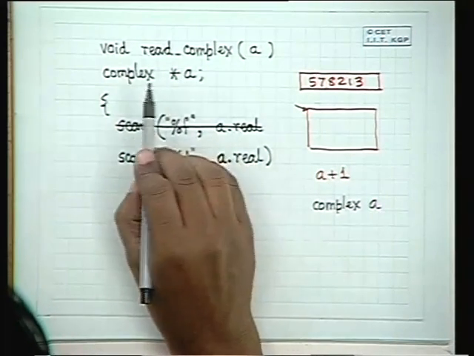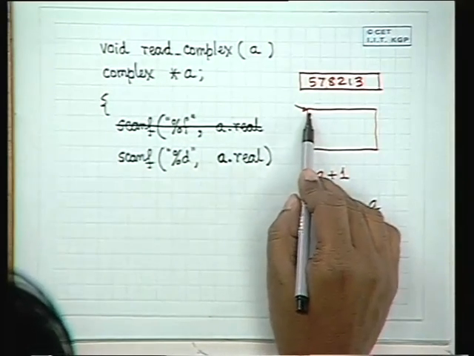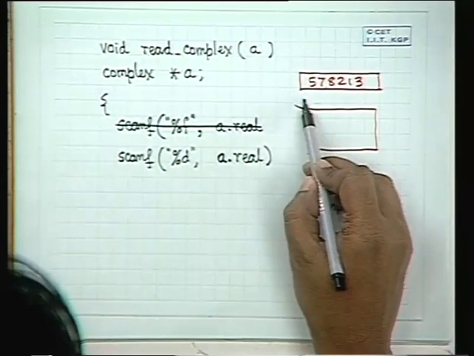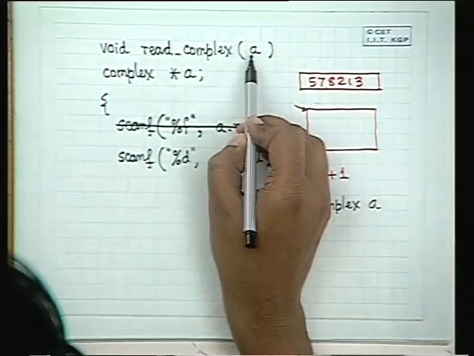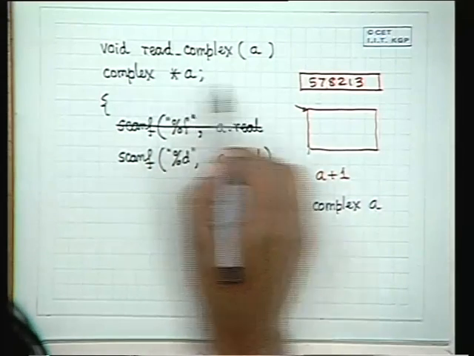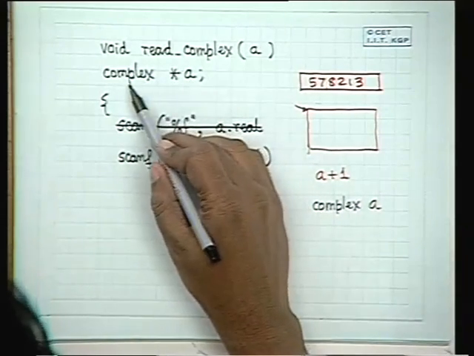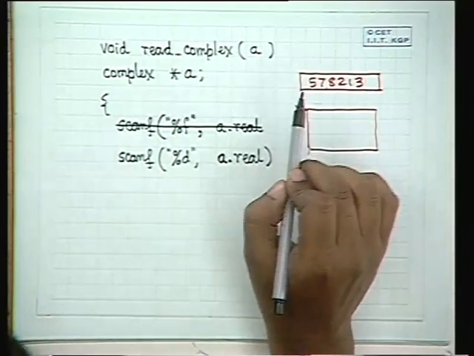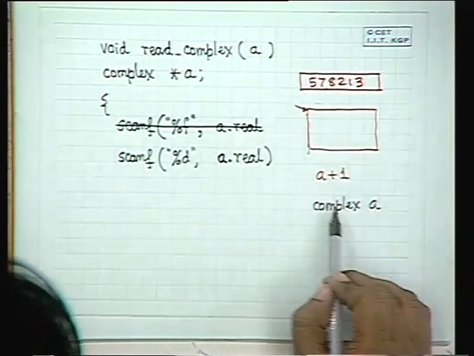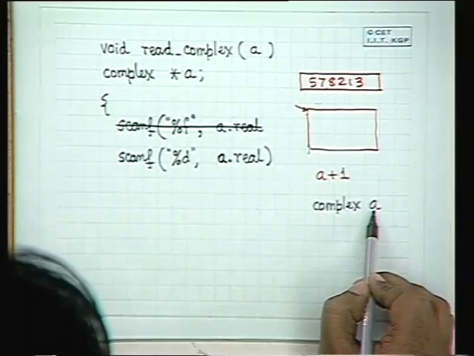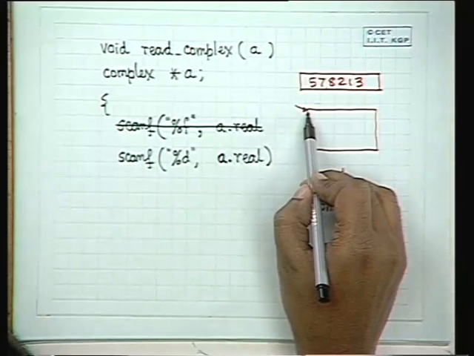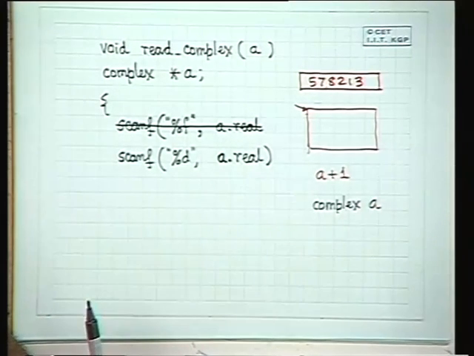But since A is a pointer to a complex number, there is a difference from being a complex number. The address of A is different from the value of A. Since A is a pointer to a complex number, A will also have its address and value, and its value is a pointer to a complex number. Whereas when you write complex A, the address of A is the address of the complex number.